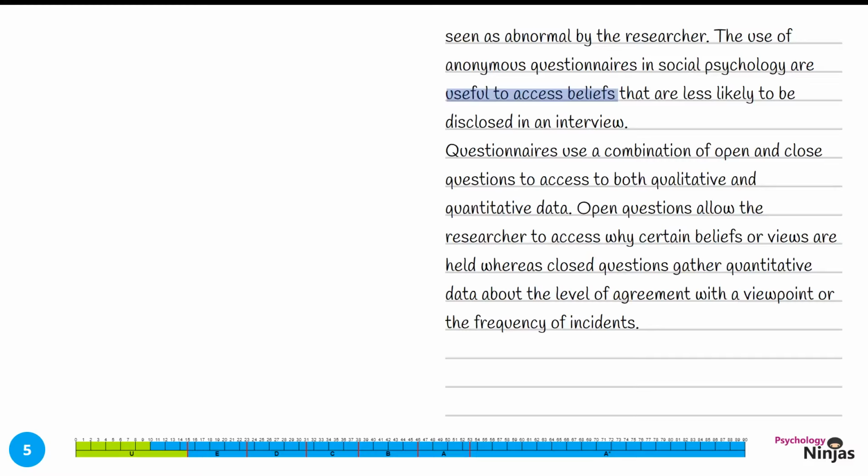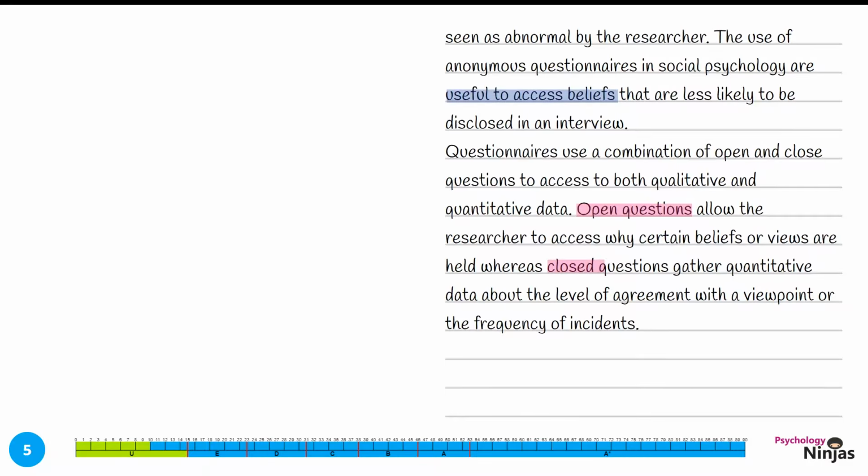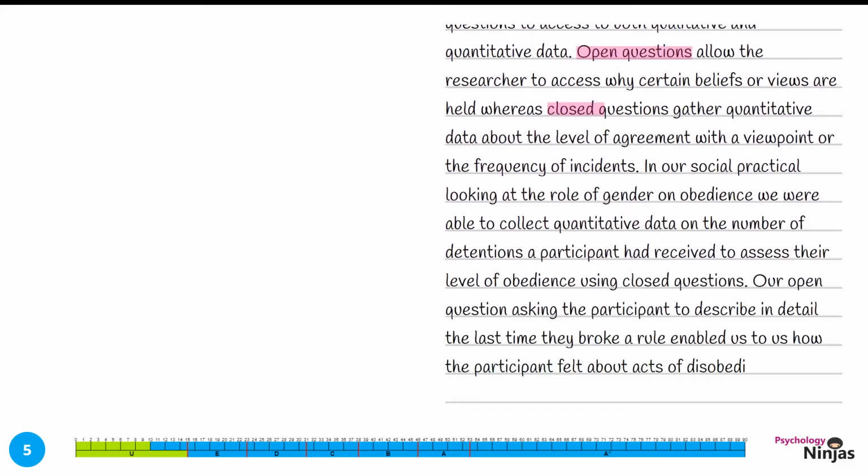We've given a detailed understanding of both open and closed questions, showing the different information that they can access within a questionnaire. We're then going to give another example of how we've used this in social psychology. In our social psychology practical, looking at the role of gender on obedience, we were able to collect quantitative data on the number of detentions a participant had received to access their level of obedience using closed questions.